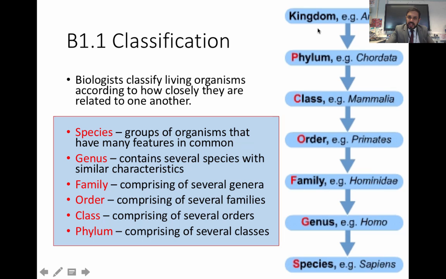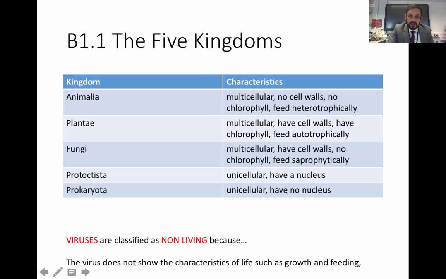Every living thing is in one of five kingdoms. Then as you go down, you get more and more related. Being the same species is the most closely related you can possibly be. So here are the five kingdoms. Learn the features. Some of these are obvious, like multicellular. Animals have more than one cell. No cell walls, and so on. They sometimes occasionally ask you about viruses and how viruses are not in any of the kingdoms, because viruses are considered not living because they don't show characteristics such as growth and feeding.